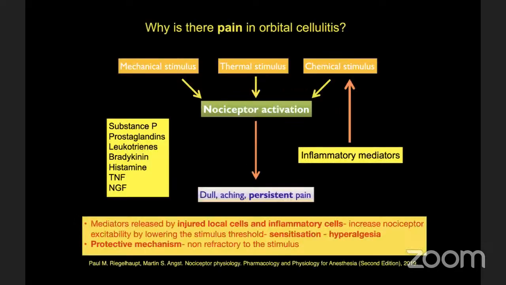So firstly, why is there pain in case of orbital cellulitis? So we have the mechanical stimuli, we have the thermal stimuli, and obviously chemical stimuli via the inflammatory mediators. So the mediators are basically the substance P, the prostaglandins, leukotrienes, all of these which cause the nociceptor activation or the pain pathway activation, and that leads to dull, aching, and persistent pain, right? And these mediators are released usually by the injured cells which are present and the inflammatory cells. And that is how the increased nociceptor excitability happens, and that is what causes the hyperalgesia or the pain.